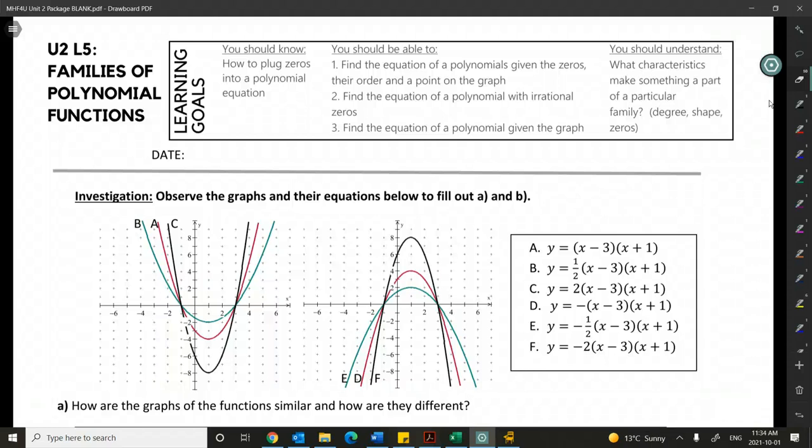First graph here, you can see all the equations. Each of the graphs is labeled A, B, C, D, E, F. I put them on two separate graphs just because it would be too much to look at them all on the same one. But I want to know what is similar and what is different for each of these. You can also look at the equations and see what's going on with them as well. If you want to chat with the person sitting next to you, you can do that.